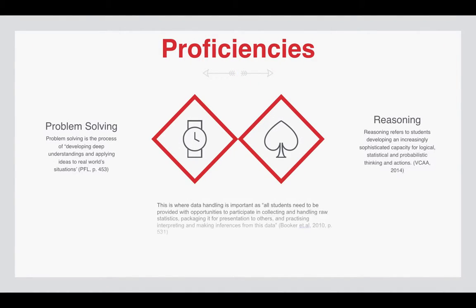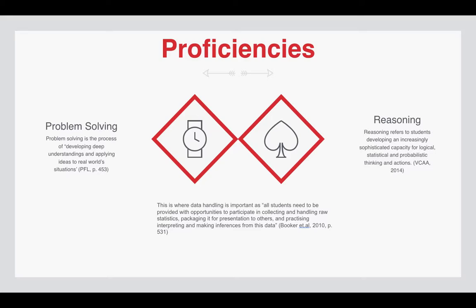Proficiencies. Bar graphs and pictographs are categorised in the Victorian curriculum mathematics proficiencies. The collection and classification of data and analysis of graphs falls under the problem-solving and reasoning categories. Reasoning refers to students developing an increasingly sophisticated capacity for logical, statistical, and probabilistic thinking and actions. Problem-solving is the process of developing deep understandings and applying ideas to real-world situations. It motivates students and shows them practical reasons for learning.